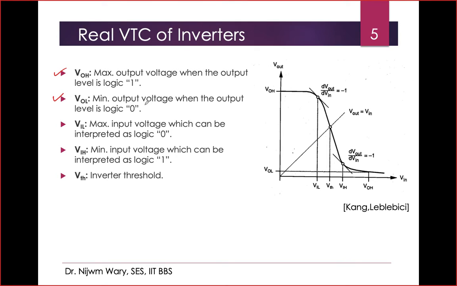VOL is the minimum voltage when the output level is logic 0. So whenever it is logic 0, what is the minimum output voltage that it can go to? That is the VOL. So this is the minimum and this is the maximum. VOH is the maximum it can go to define a logic 1, and VOL is the minimum it can go to define a logic 0. So this is in terms of the output voltage, the output of an inverter. VOL and VOH are in terms of the output of an inverter.